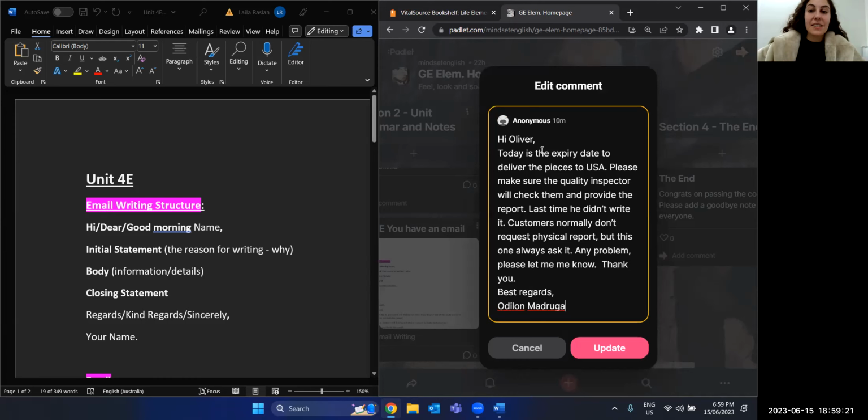Hi, Oliver. So this is an email. Today is the expiry date to deliver the pieces to the USA. Please make sure the quality inspector will check them and provide the report. Last time he didn't write it. Good, using it, the report. He didn't write it. Customers normally don't request physical reports, but this one always asks for it.